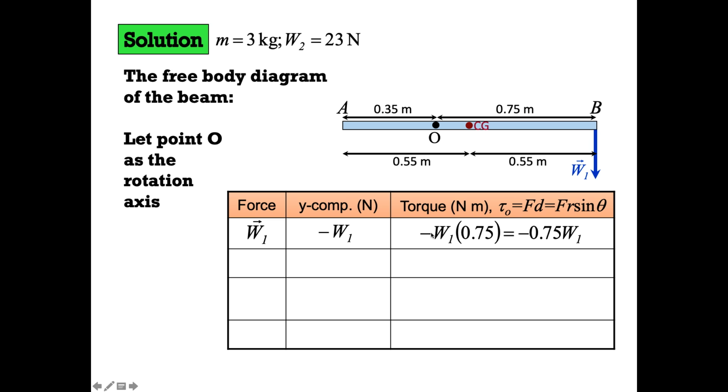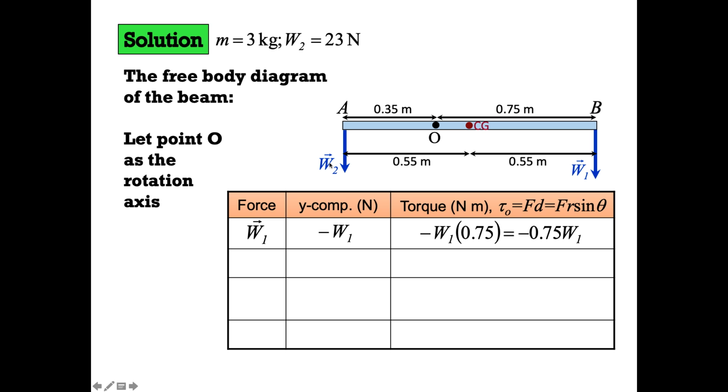Next is the direction. Try holding a pen or pencil horizontally like in this figure. Hold the pen at this point and try to pull the end of the pen downward. Where is the direction the pen moves? It will move clockwise, right? Because the direction is clockwise, our torque is negative.